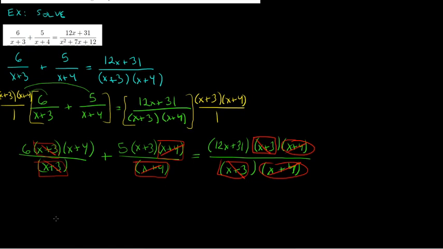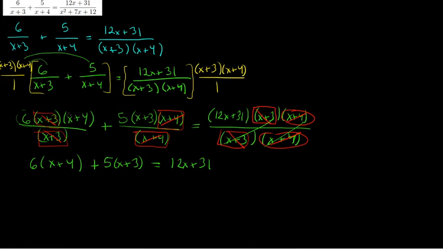So let's write what we have remaining here. We still have the 6. That didn't go away. So 6 times x plus 4 for the first term, plus 5 times x plus 3. Obviously, we're going to have to expand these out, but let's do that on the next step. Equals 12x plus 31. No parentheses needed here because we got rid of everything else, right? Now distribute the 6. So 6 times x plus 6 times 4 is 24. Plus 5 times x, plus 5 times 3. 5 times 3 is 15. And that equals 12x plus 31.